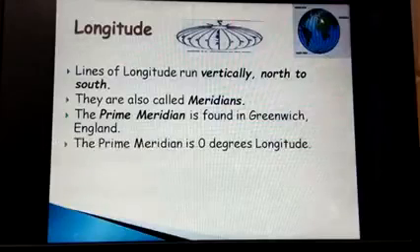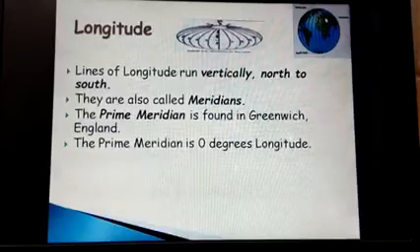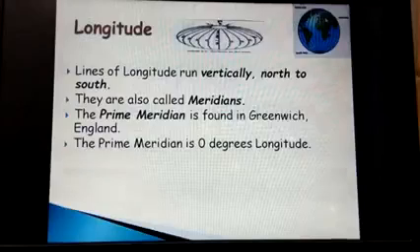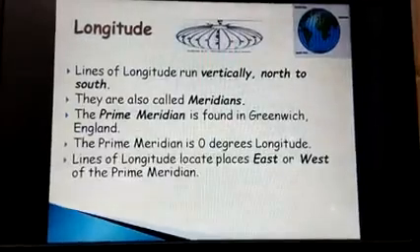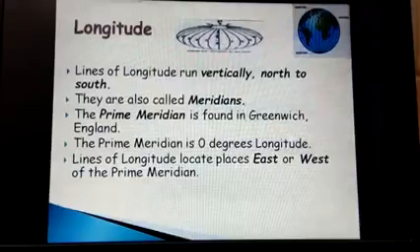If you have a world map, you will find that here is England, and this straight line from north to south direction of 0 degree is known as the prime meridian. Prime meridian is 0 degree. Always we calculate all these lines in degrees. So prime meridian is 0 degree longitude. Lines of longitude locate places east or west of the prime meridian.